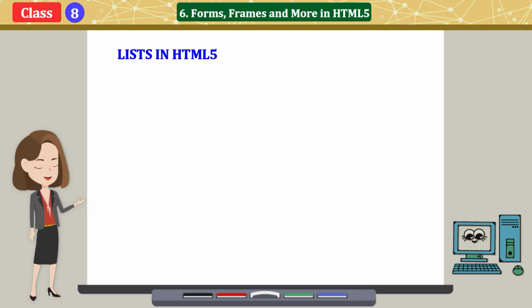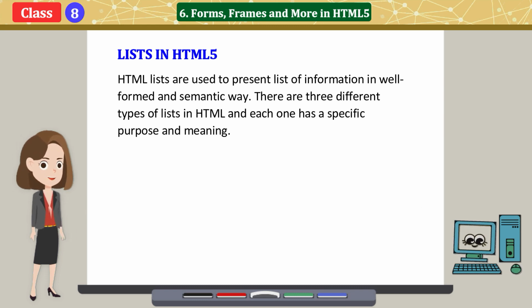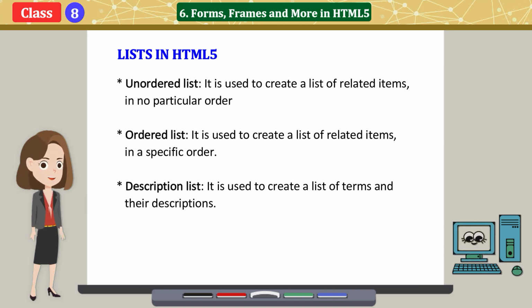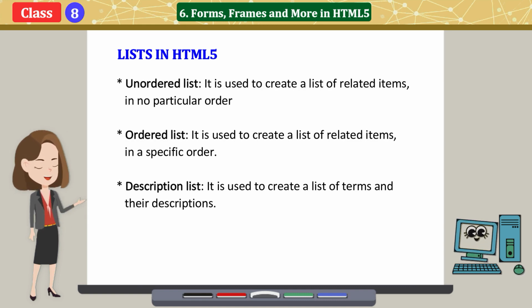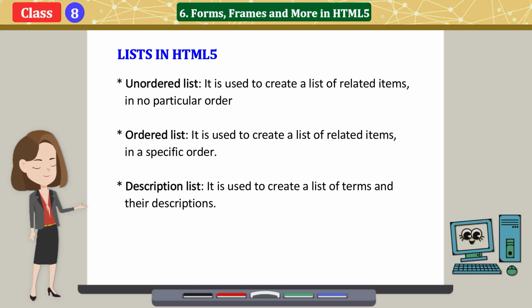Lists in HTML5. HTML lists are used to present lists of information in a well-formed and semantic way. There are 3 different types of lists in HTML, and each one has a specific purpose and meaning. Unordered list. It is used to create a list of related items, in no particular order. Ordered list. It is used to create a list of related items, in a specific order. Description list. It is used to create a list of terms and their descriptions.